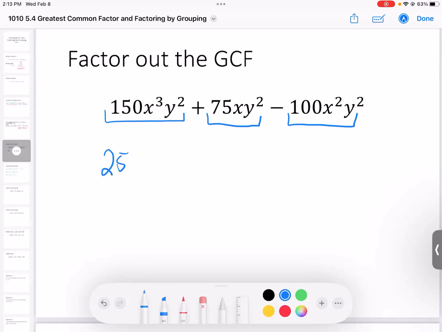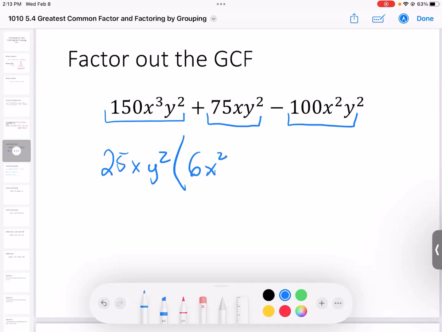And then, like you said, we also have an x in common and 2 y's in common, because every single term has at least one x and 2 y's. So that's going to be our greatest common factor. And when I take my first term and I divide by this, well, 150 divided by 25 is 6. X cubed divided by x is x squared. Y squared divided by y squared just cancels out.